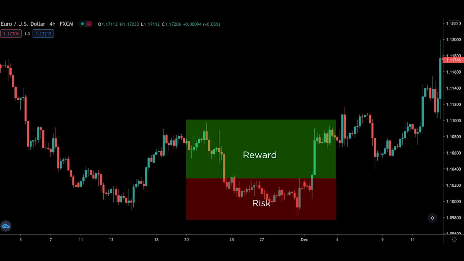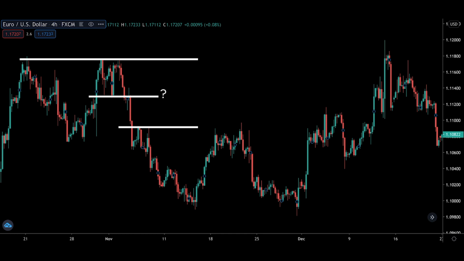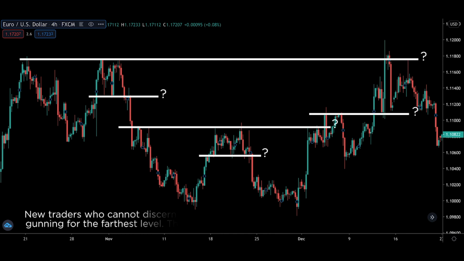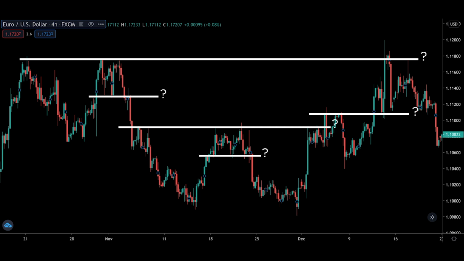However, this technique requires judgment from the trader. What constitutes a major level? That's subjective. New traders who cannot discern a major level from a minor level are likely to end up gunning for the furthest level. This is natural as a trader wants to maximize his gains. Following this technique will result in an inaccurate risk to reward that seems attractive but isn't realistic for these traders.